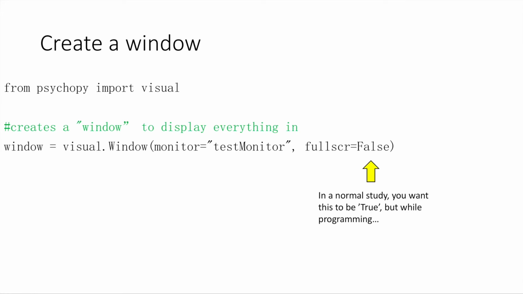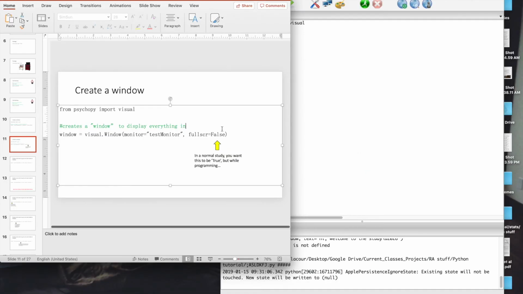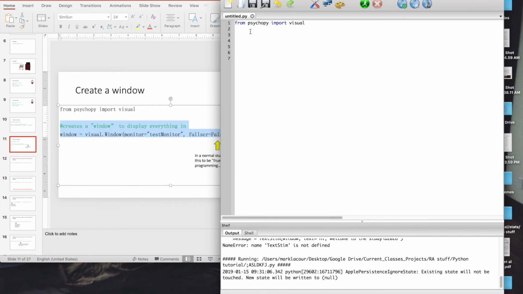In a real experiment, you want this to equal true, so it'll be in full screen. But whenever you're debugging and writing, it's a lot more useful to have it set to false, which I have here by default, because then it'll run as a smaller window within your screen. And for reasons that'll become very clear as you start working on this stuff, that's a lot more useful than having it go in full screen. So let's copy and paste that, comment and all, into our code.